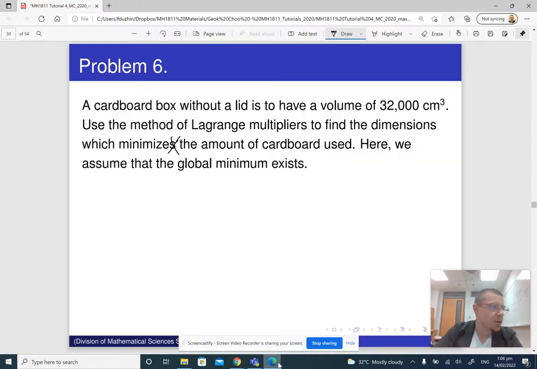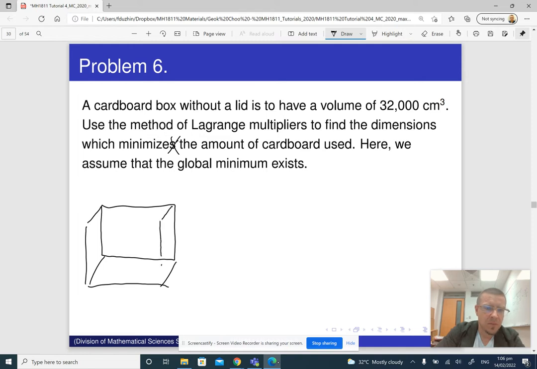So let me draw an illustration here. It looks like this. This is our cardboard. Well, I hope it makes sense. All right. Now, its dimensions are going to be, let's say, x, y, and z. So we need to find x, y, and z to minimize the amount of cardboard used.